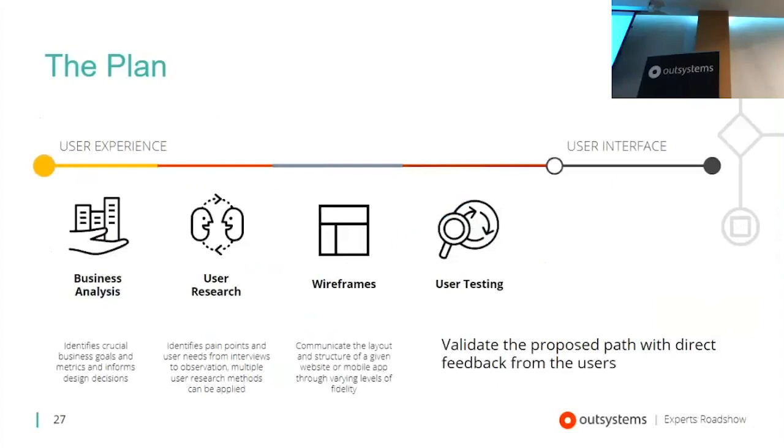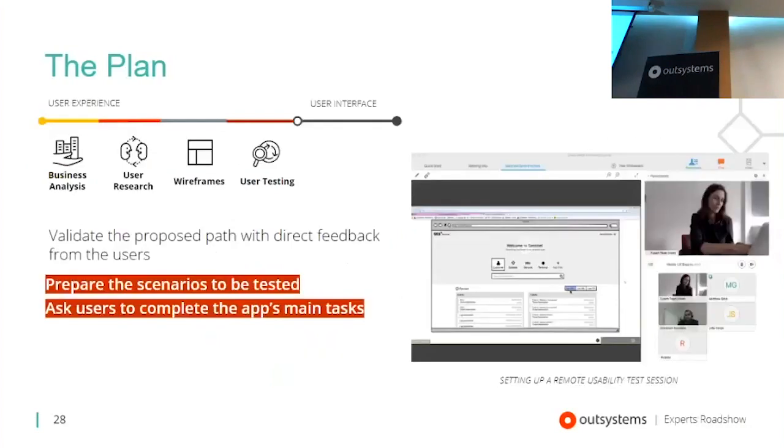User testing doesn't mean that we are going to test the user. It means that we are going to validate our proposal with the end users to see what is working. Is the flow intuitive enough? Can users complete the simple tasks that the application is expected to do? All this is to validate the proposed path. And there are different ways of doing it.